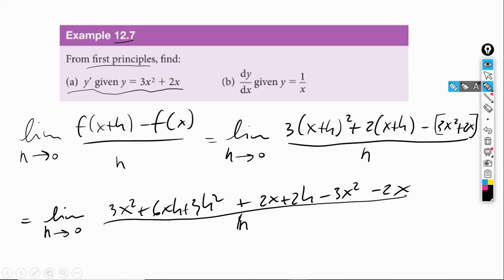And I'm doing this to be able to simplify this. So 3x squared minus 3x squared, this will go. 2x minus 2x will also go. And then notice that we're going to be left with expressions that have a common factor h, right? So let's rewrite this down here. So this would equal the limit as h approaches 0.